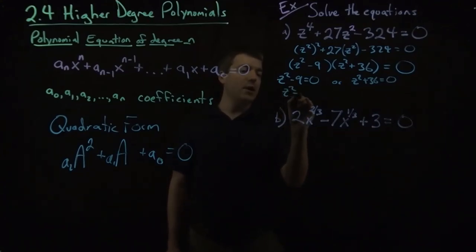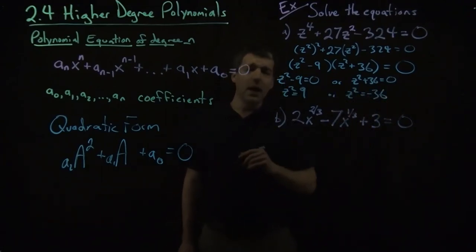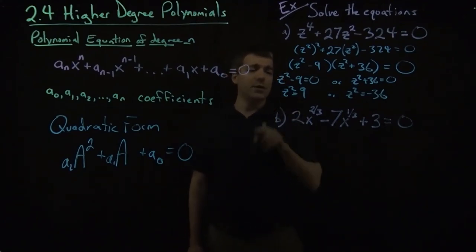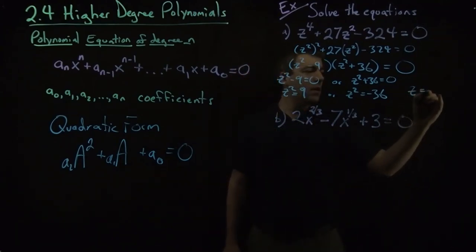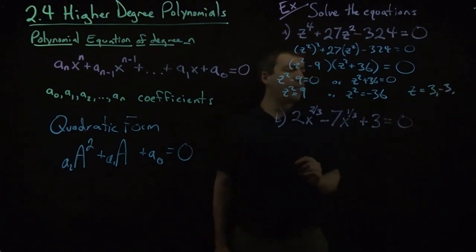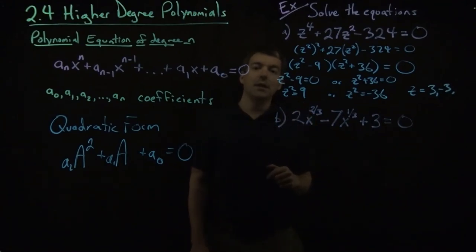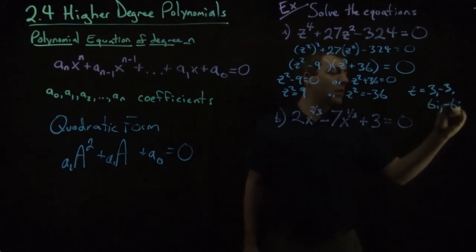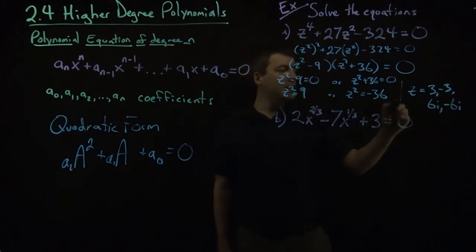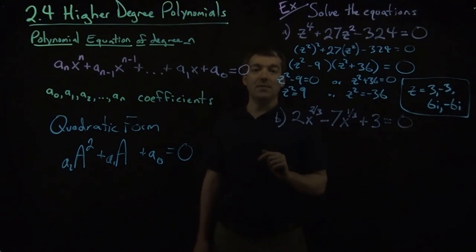That means z squared equals 9, or z squared equals negative 36. Now we can solve for z. So z squared equals 9; we know that z is either plus 3 or minus 3. Taking the square root here, we get plus or minus the square root of negative 36, and that's 6i or negative 6i. And so the solutions, we have 4 of them: 3, negative 3, 6i, and negative 6i.